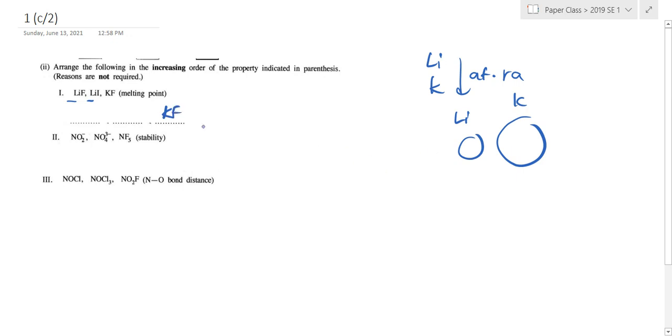Taking lithium fluoride and lithium iodide, the fluorine and iodide should be considered because the cation is common. Fluorine is somewhat smaller, iodine is somewhat larger. The atomic radius of iodine has increased. When the atomic radius of anions increases, the polarizability increases. It means polarization increases, covalent character increases, ionic character decreases. It means the melting point decreases. So lithium fluoride should be here.